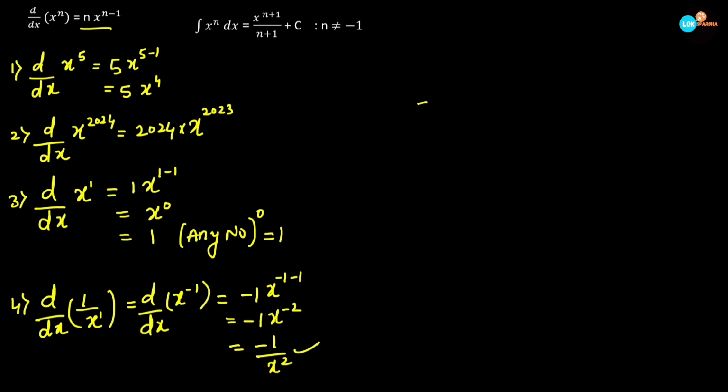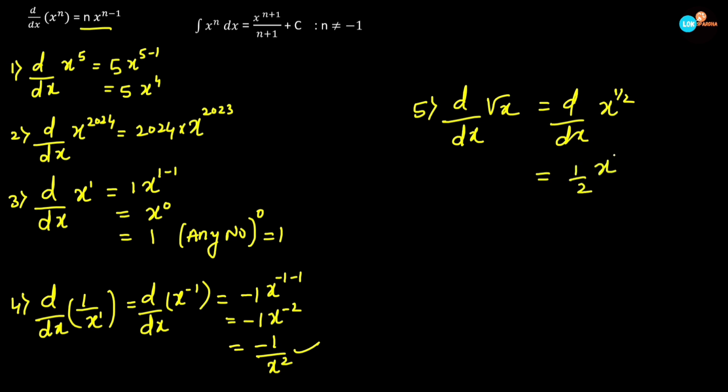And the fifth one, differentiation of root x. This is also an identity we have to remember. We can write root x as x to the power half. So n x to the power n minus 1 gives half x to the power half minus 1. Half minus 1 is minus half. So we can write 1 divided by 2 x to the power minus half. That gives you 1 divided by 2 root x. So this is also an identity: the differentiation of root x is 1 divided by 2 root x.